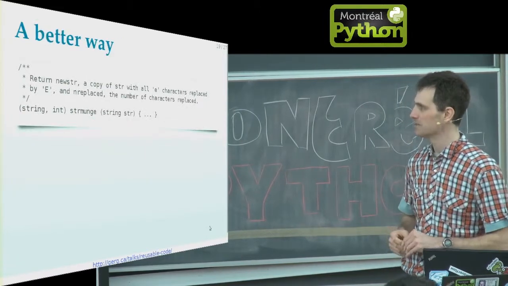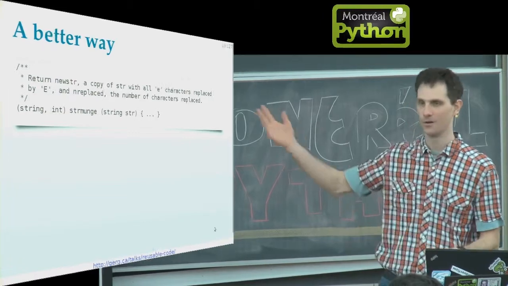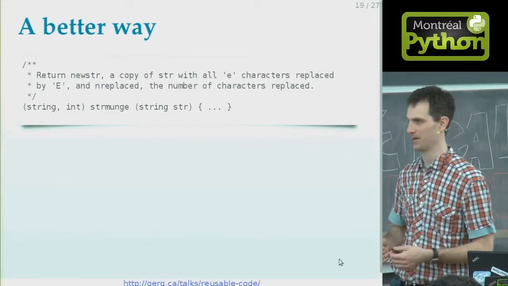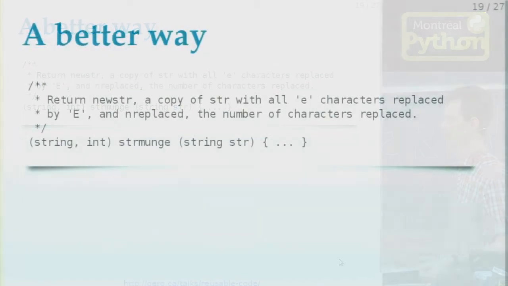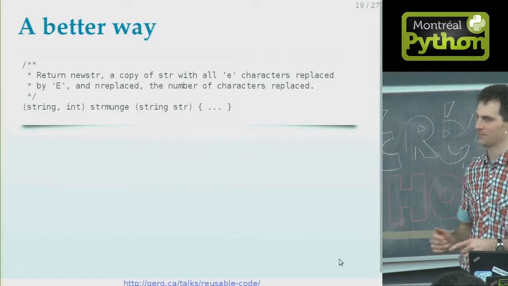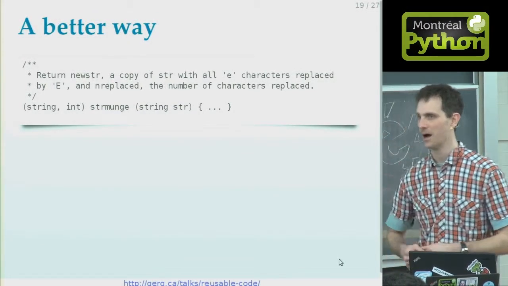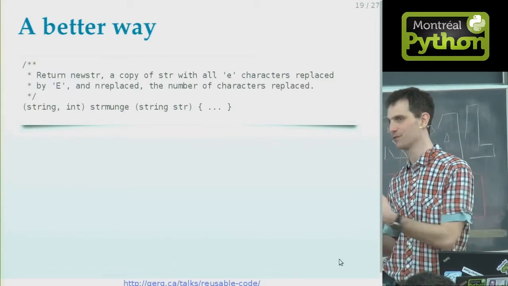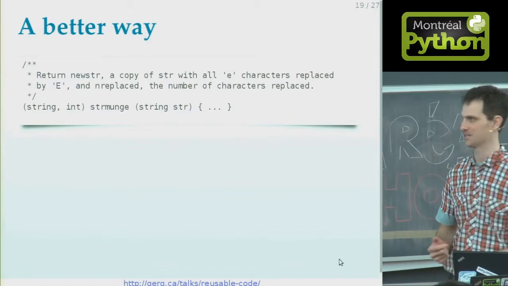A better way to do this is a function that takes a string and returns two values. Obviously, this is trivial in a language like Python or Go or lots of other languages that support multiple return values. It's a lot harder in C, but it's still doable. And also, obviously, it's slower. Sometimes you have to sacrifice performance in order to gain reusability.